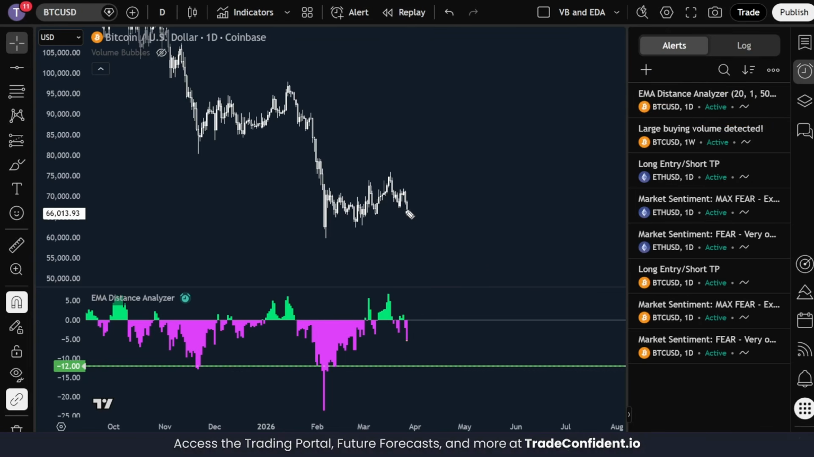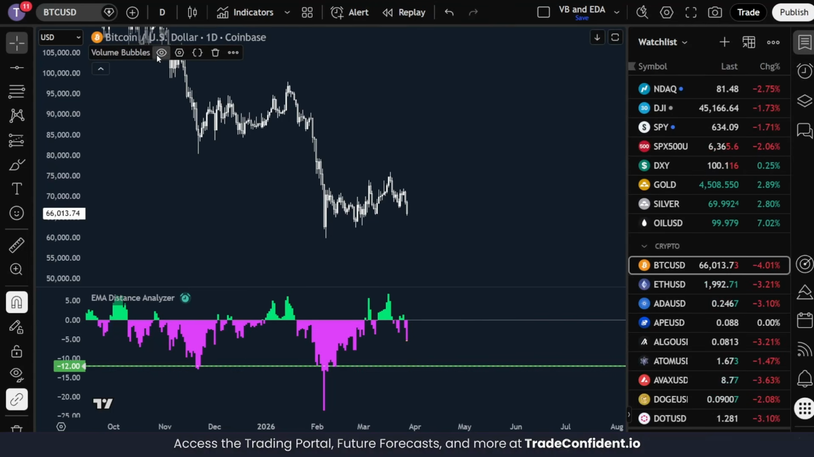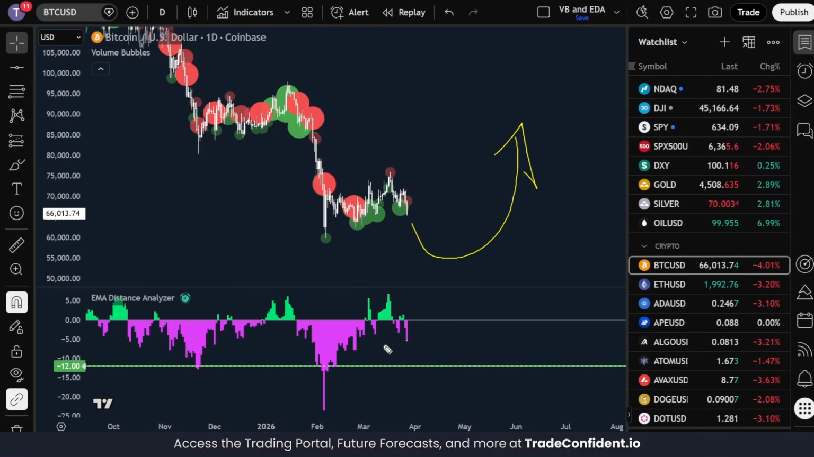This is important to know, and I want you to keep a close eye for both of these indicator signals, because once they show up, whales are buying, and the EMA is extremely oversold. The exponential moving average is extremely oversold, and we're likely to see massive moves up.